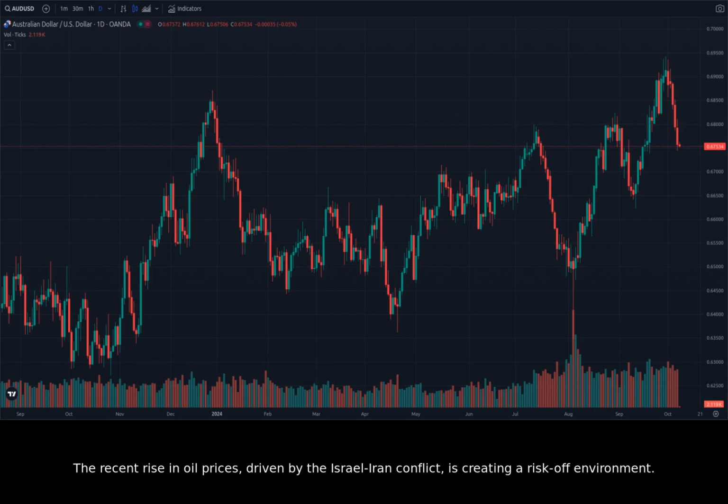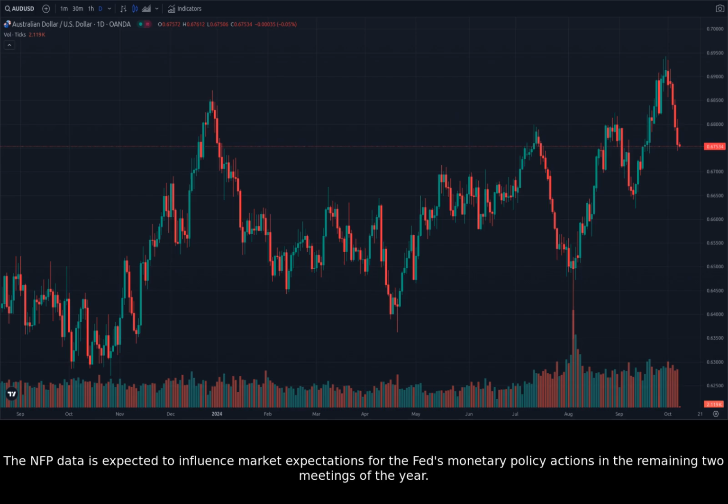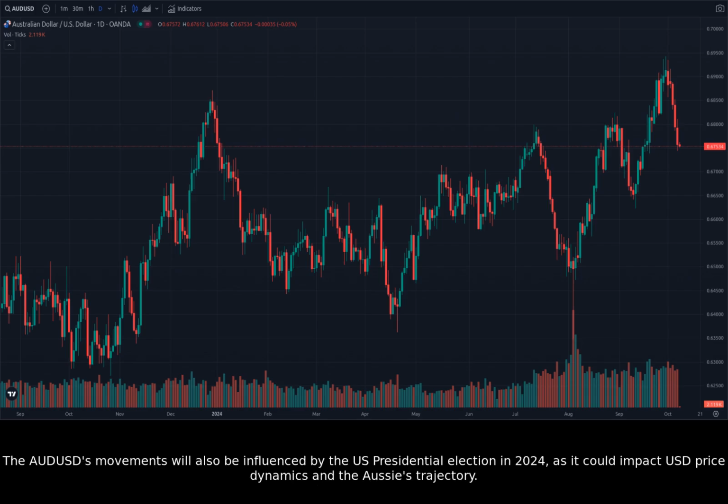The recent rise in oil prices, driven by the Israel-Iran conflict, is creating a risk-off environment. This is putting pressure on risk-perceived currencies like the Australian dollar. The upcoming U.S. non-farm payrolls (NFP) data release is expected to influence market expectations for the Federal Reserve's (Fed) monetary policy actions in the remaining 2 meetings of the year. The AUDUSD movements will also be influenced by the U.S. presidential election in 2024, as it could impact USD price dynamics and the Aussie's trajectory.